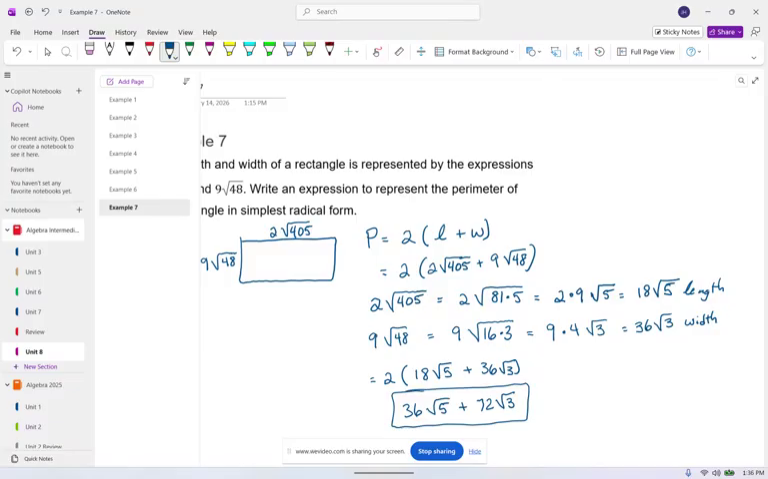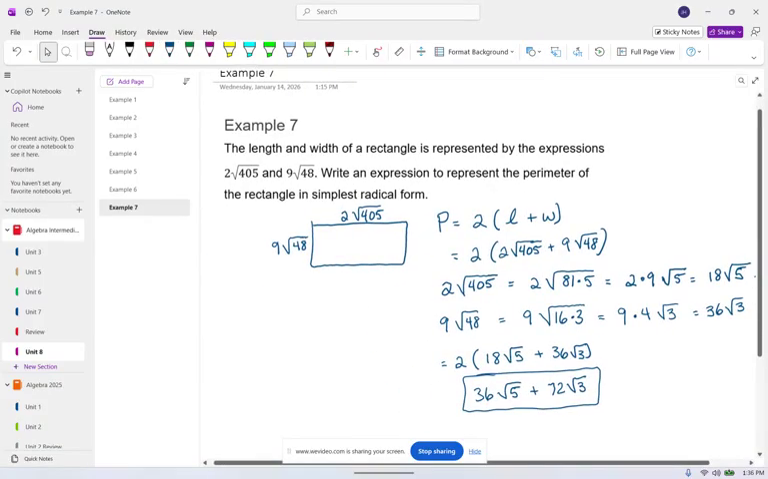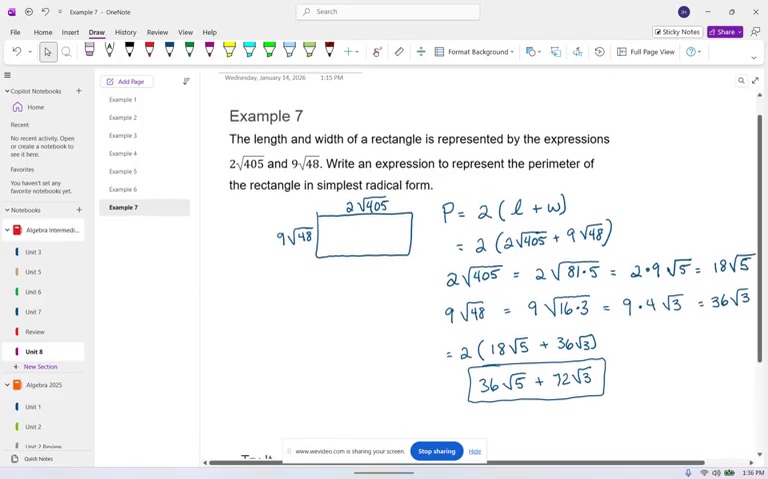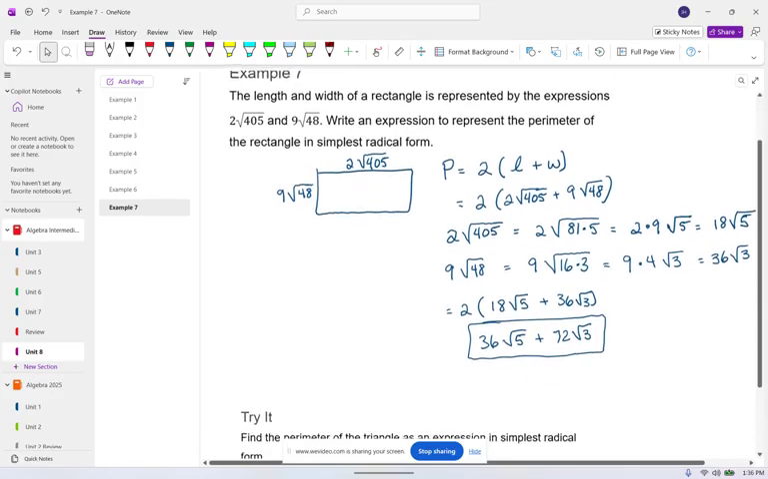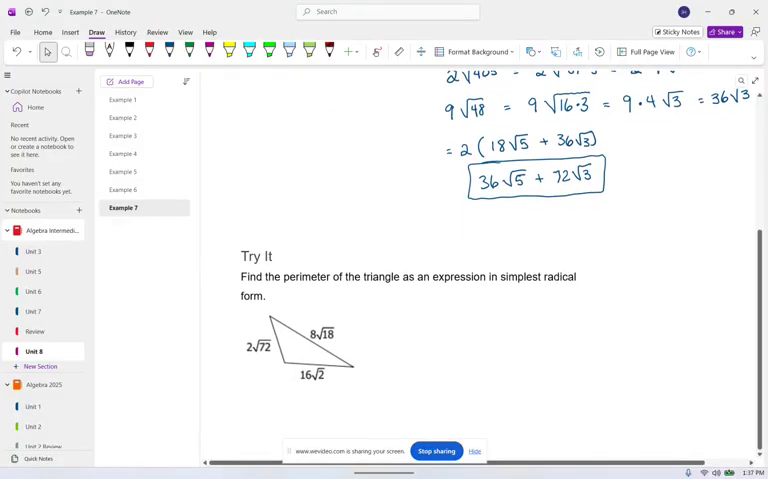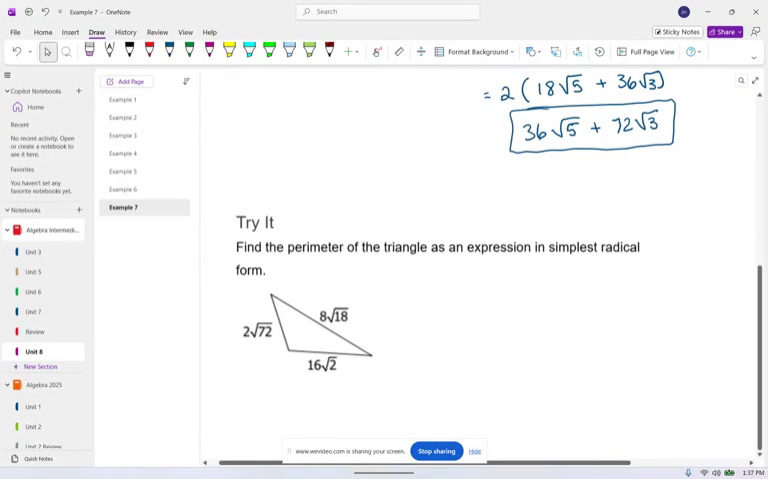So again, this is an application problem, so a picture was helpful, a formula was helpful, and if there are any questions, please let me know. Otherwise, here is your opportunity to try it on the perimeter of the triangle that you see below in simplest radical form. If you guys have any questions, please let me know. Otherwise, we'll talk in class.